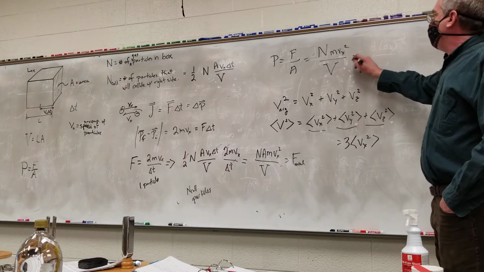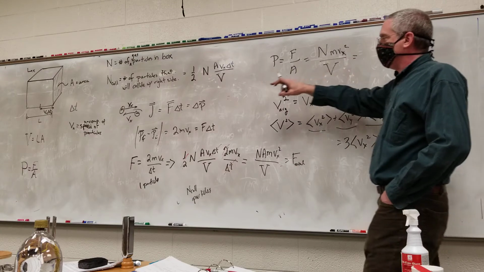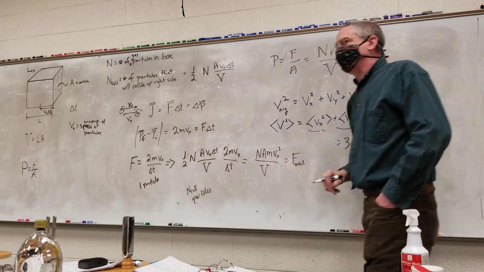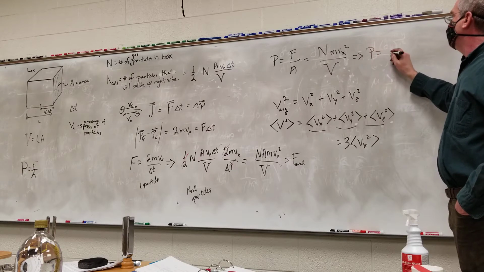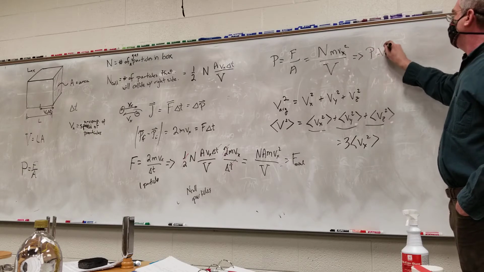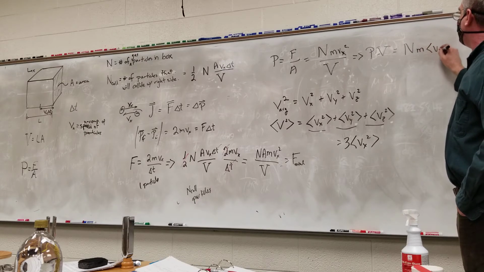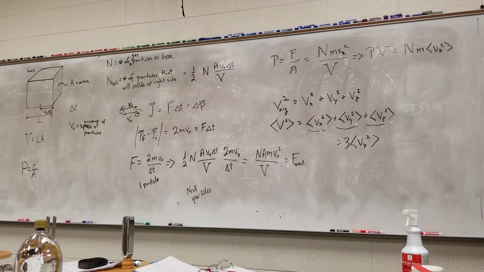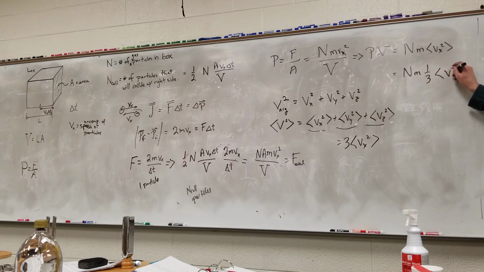So we can take our expression right here and generalize it slightly, because originally I said to assume Vx is the same for all the particles, but really this is just an average value. So we will transform this to the pressure. I'm going to go ahead and multiply both sides by the volume, just to get rid of my fractions, so PV is equal to N m average Vx squared, which is N m times 1/3 of the average speed squared.